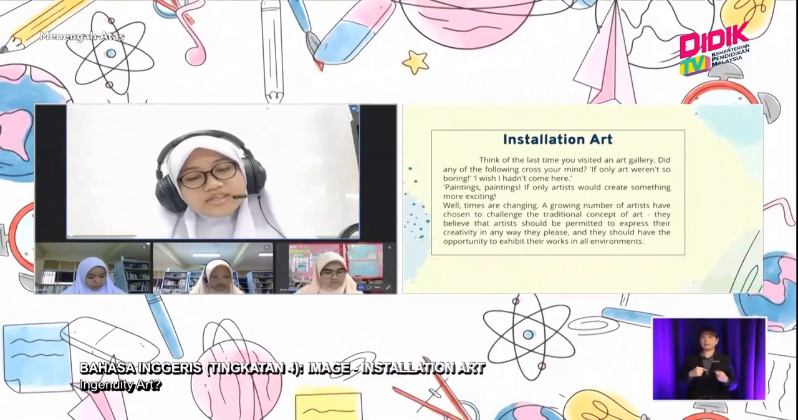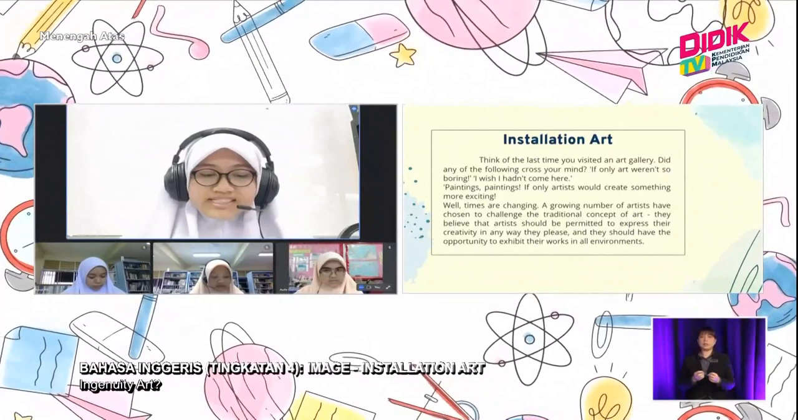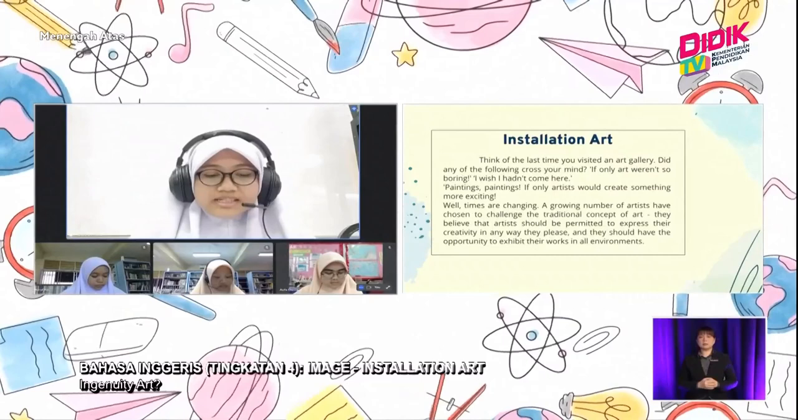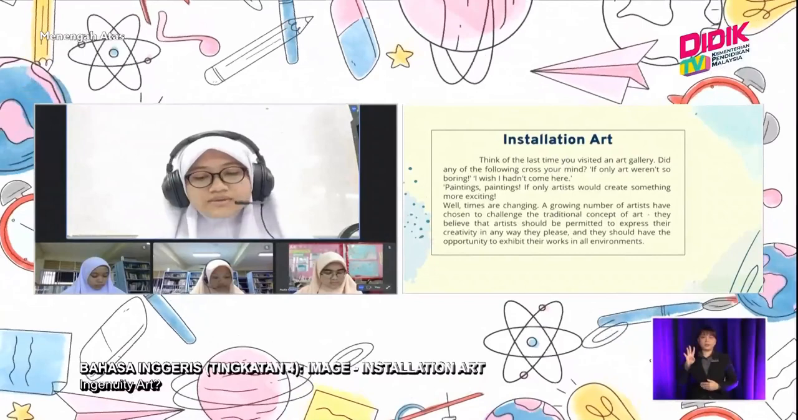Well, times are changing. A growing number of artists have chosen to challenge the traditional concept of art. They believe that artists should be permitted to express their creativity in any way they please, and they should have the opportunity to exhibit their works in all environments. All right.